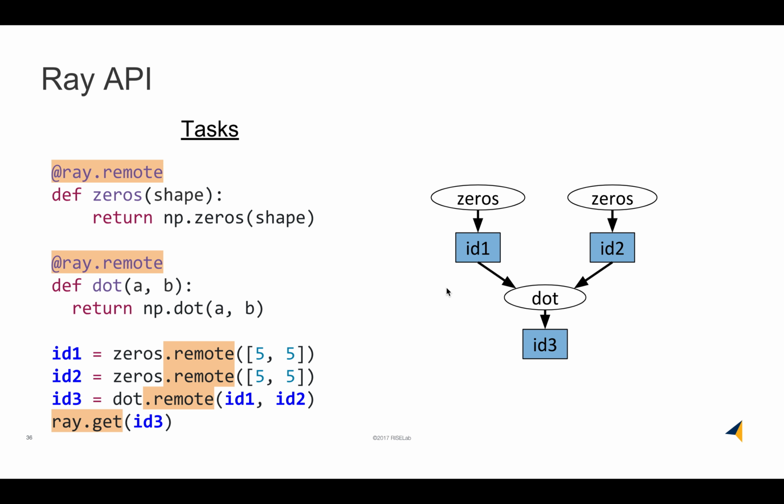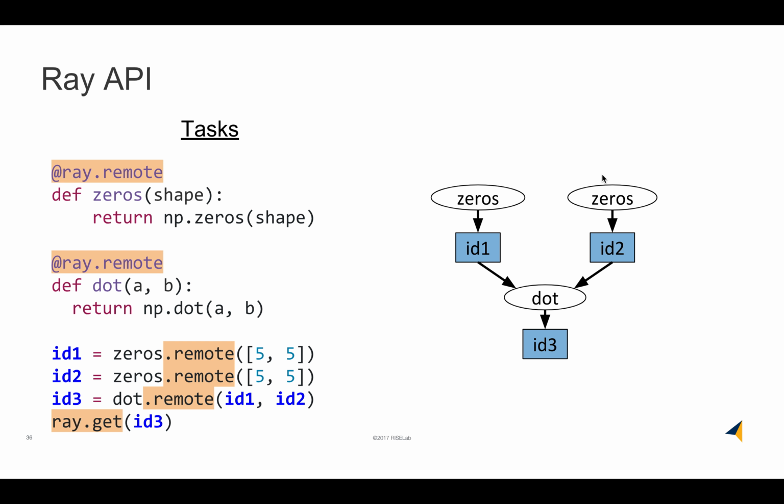So this is pretty general, but one thing it doesn't do is allow mutable state to be shared between multiple tasks. What if I wanted some global variables that are modified by the zeros task and then by the dot task, and I want those mutations to carry through?